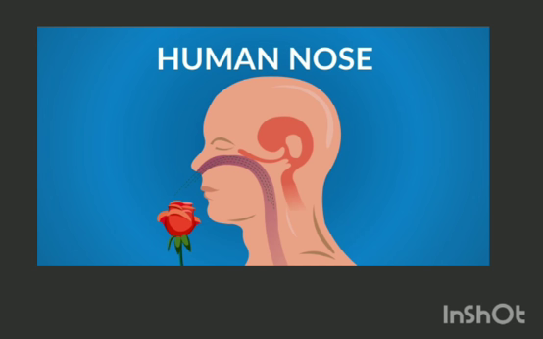Now we know that our nostril has hair and mucus. What is the need to have them in our nasal cavity? Our nostril possesses hairs and a mucus lining. These help in preventing dirt, dust and germs from entering our respiratory system.